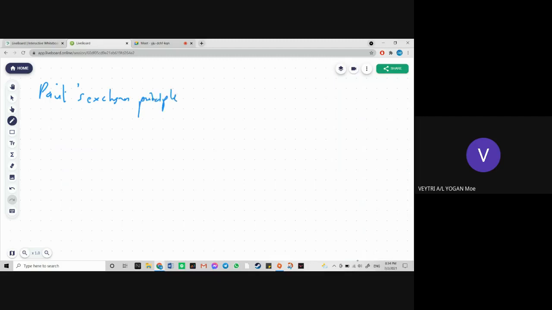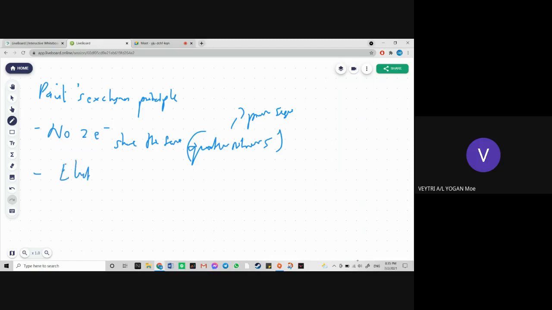Pauli's exclusion principle. So what does Pauli's exclusion principle state? No two electrons share the same quantum numbers. What do they mean by quantum numbers over here? We have learned in the previous session, quantum numbers n, l, m, s, and so on. It also states electrons with the same spin cannot occupy the same orbital.